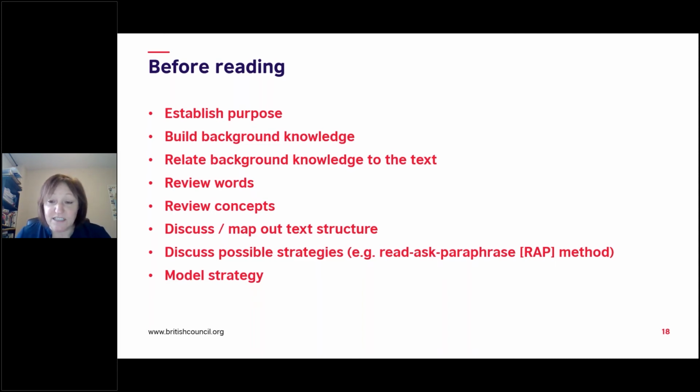Now, remember, we're trying to go back to how an expert reader reads, right? So if we've looked at the vocabulary and the concepts, we've activated the background knowledge, then clearly, as they go through the text, we want them to ask questions. Now, obviously, you can write some of those questions on the board.